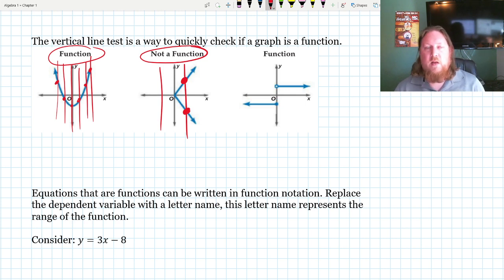So if it's a graph, you can just do this with a pencil. Sometimes I just hold my pencil and run right over, because it's a nice straight line that I don't have to draw over and over again. Not a function, because it hits the graph twice.